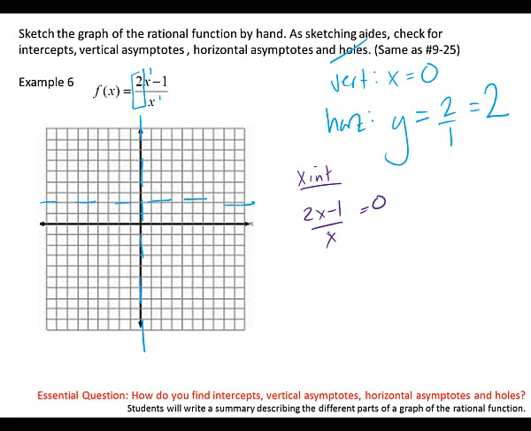All right, so when I multiply x times 0, what do I get? 0. So 2x minus 1 equals 0. And then what are we going to do to move that 1 to the other side? And then what are we going to do with the 2? Divide. So I know that there is a point at 1/2, 0. So I'm going to go out 1/2 and up 0. I know that's part of one of my branches.